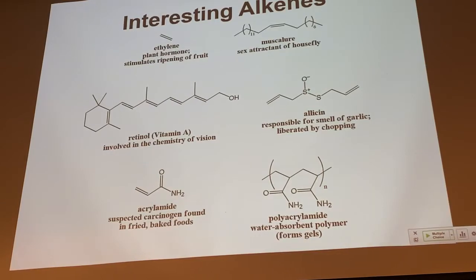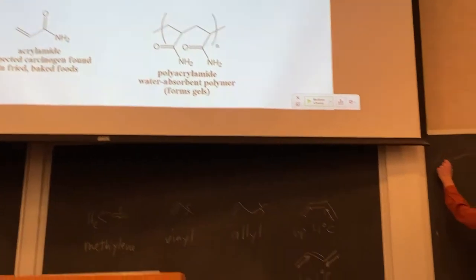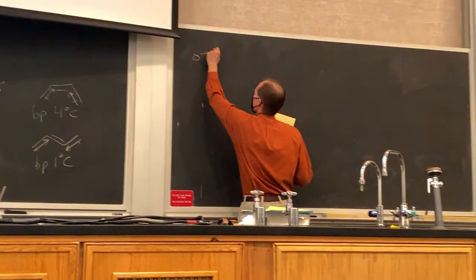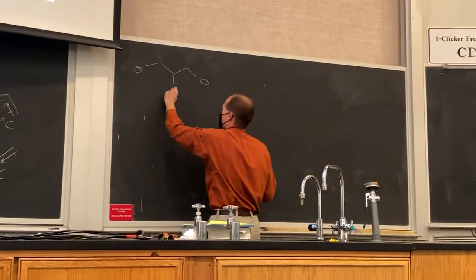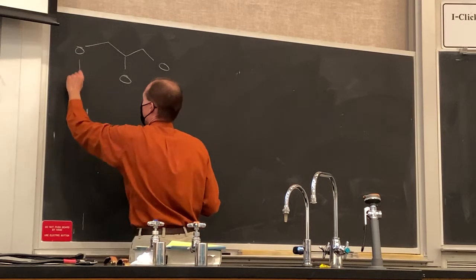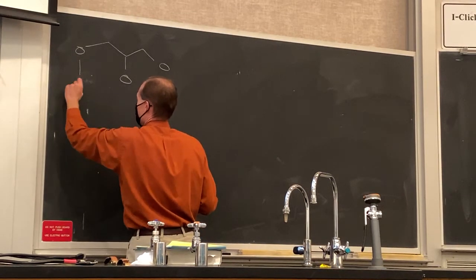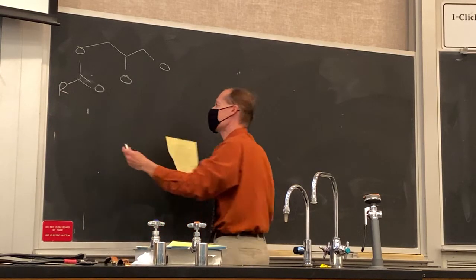So some other alkenes that occur naturally are triacylglycerols. These are compounds that, if you studied biochemistry or maybe in a biology class, you've learned about triacylglycerols. So triacylglycerols are esters.